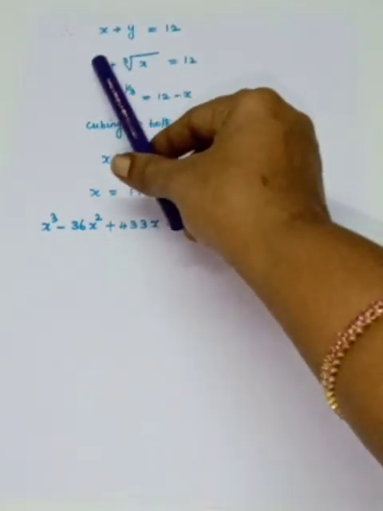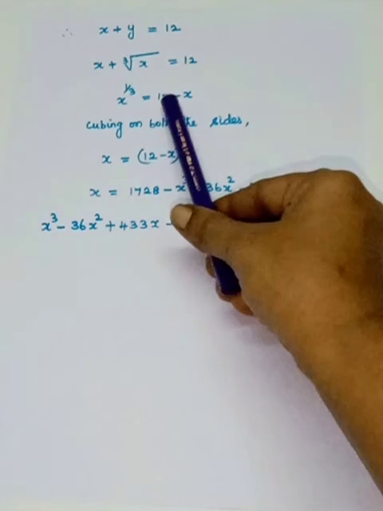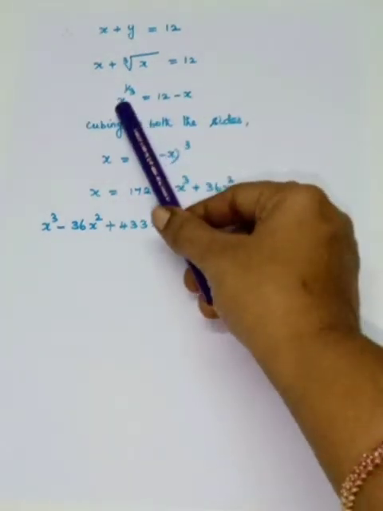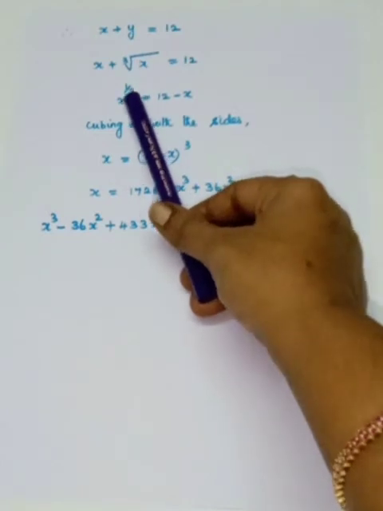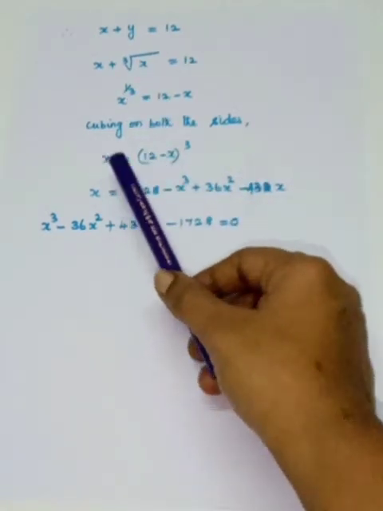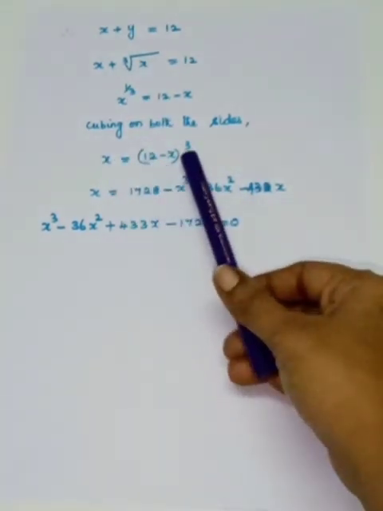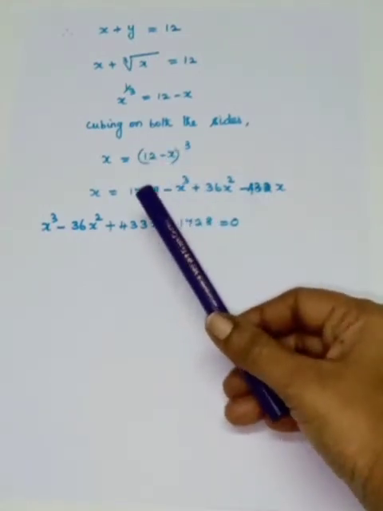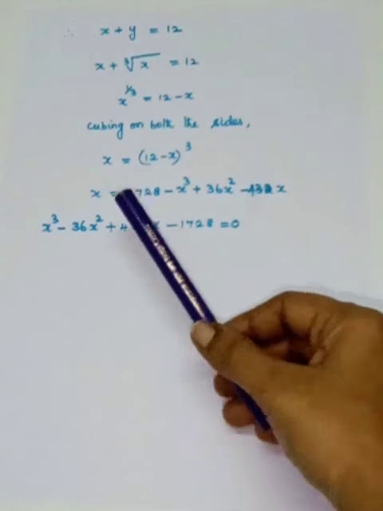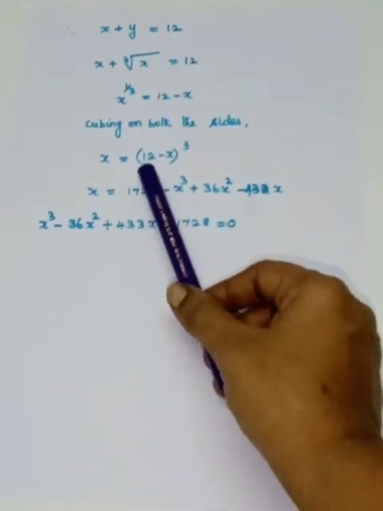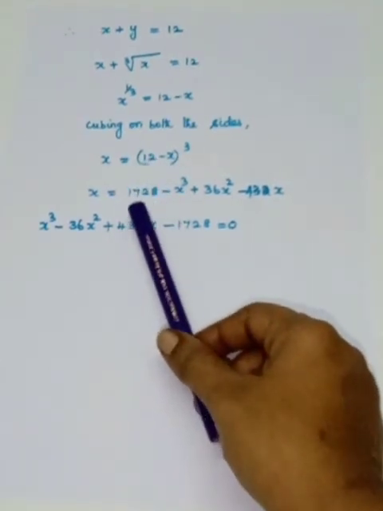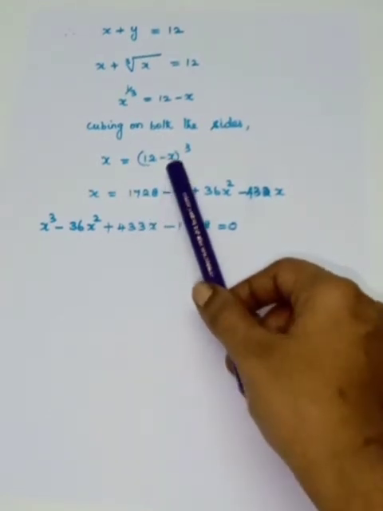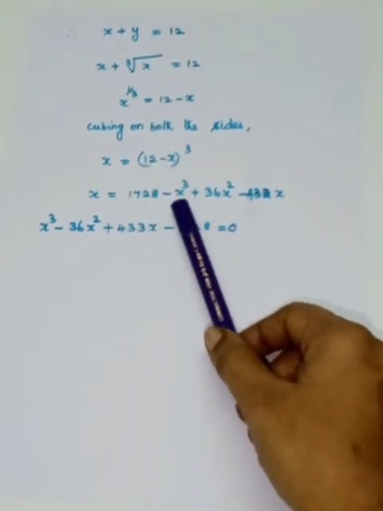So bring this x to the right side as minus x, so it is 12 minus x. Cubing on both sides, x power 1/3 the whole cube is x, and here you have 12 minus x the whole cube. You have to use the formula (a minus b) the whole cube. The first term is a cube, so 12 into 12 into 12, that is 1728. Next, minus b cube; your b is x, so minus x cube.